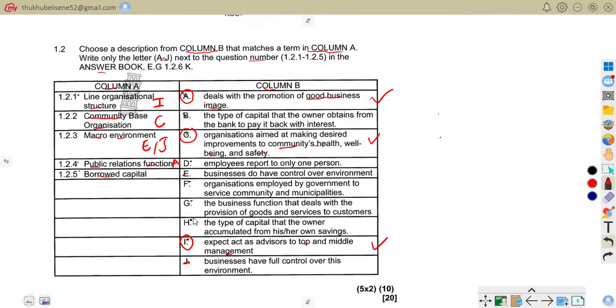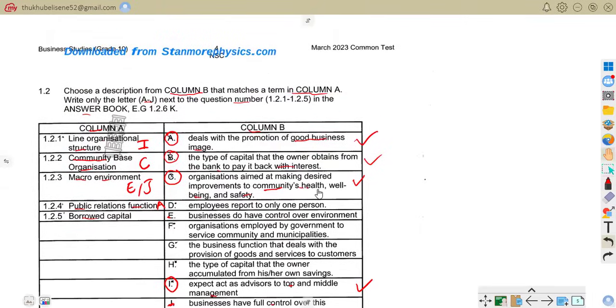Now we come to borrowed capital. Those are funds borrowed to finance business activities. We can talk of loans. If you go there, you can see B is the correct answer. As it says, the type of capital the owner obtains from a bank to pay back with interest. So that is that. These are all for the 1.2 questions. So now we have to move on to section B.